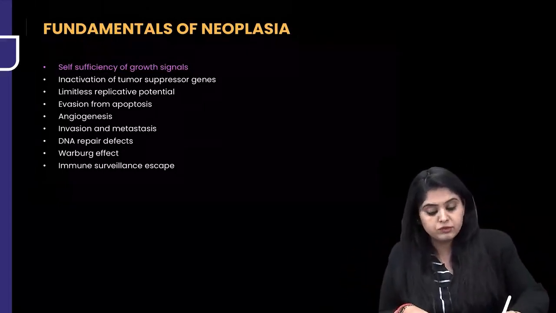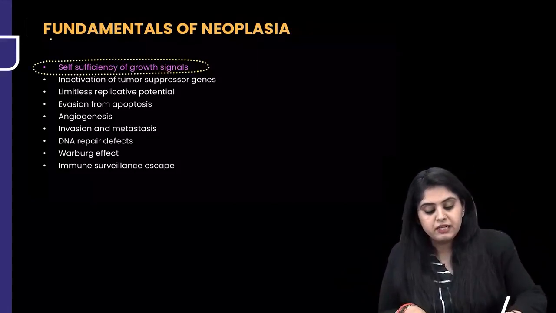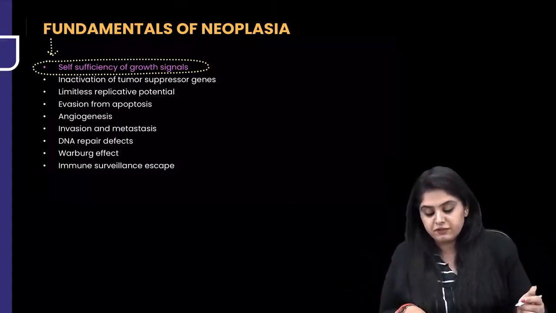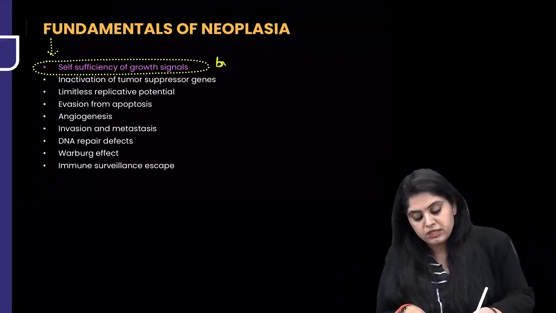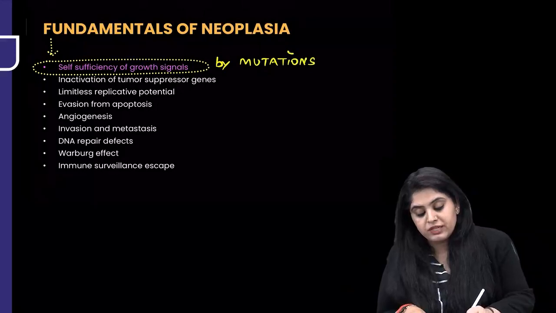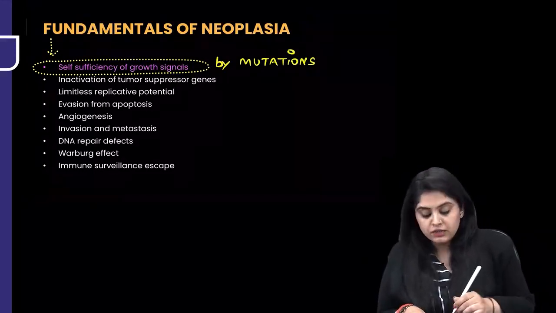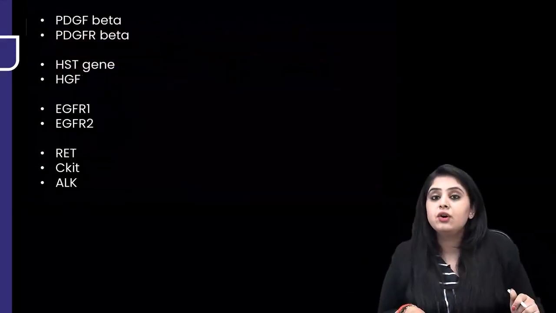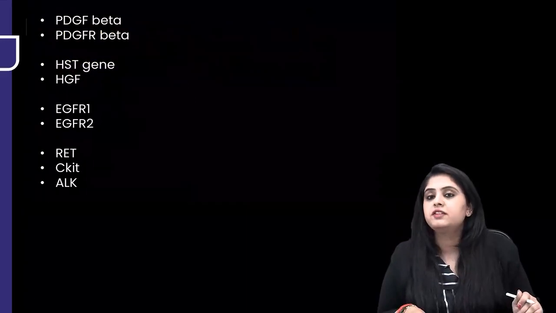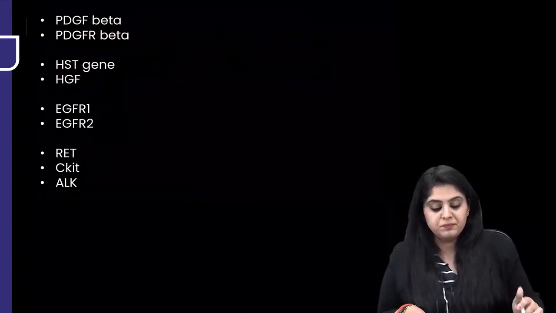So how has it become so self-sufficient? Fundamental number one, how has it become so self-sufficient? With the help of mutations. It has basically undergone a lot of mutations, and that is how it has become so self-sufficient. So now, unfortunately, there's a long list of mutations, but I promise I will give you the best mnemonics possible.